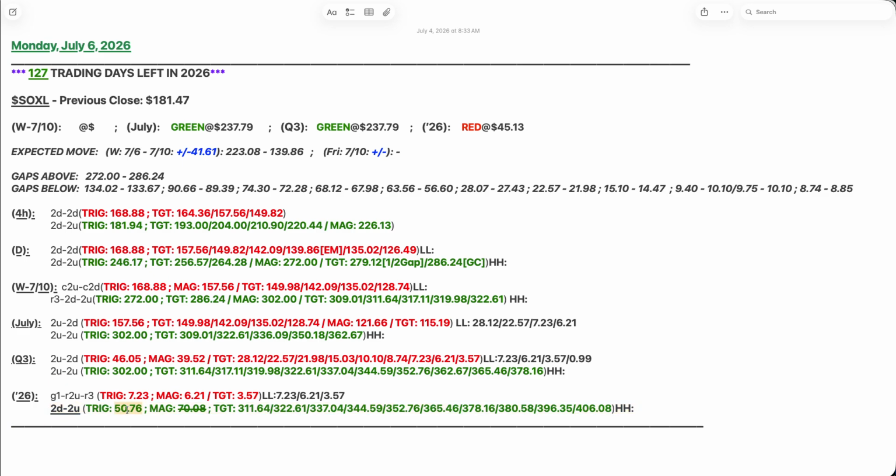Don't really expect to hit those because they're past the market maker's expected move, but we definitely have to list them out there, and we know what SOXL can do and how much it can move in just one day. So we definitely need to have those out there.